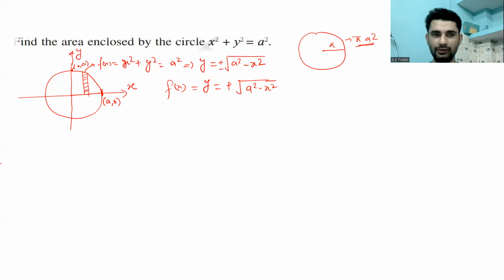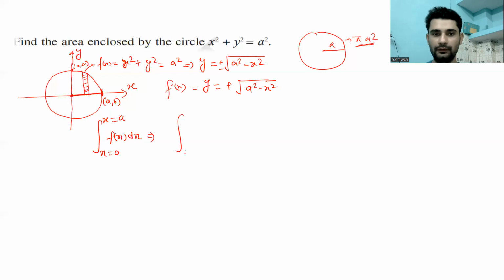So our strip is moving from x equal to 0 to x equal to a. We move our strip from x equal to 0 to x equal to a to get the complete one portion of this area. So integration from x equal to 0 to x equal to a, f(x) dx.